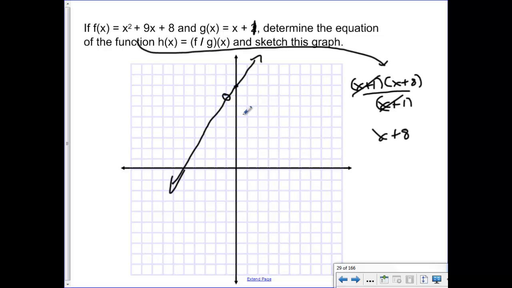Why is it negative 1? Because of the thing we canceled away, even though we didn't cancel it away before we did that. Negative 1 can't go in here, because negative 1 plus 1 will give you 0 and you can't divide by 0.